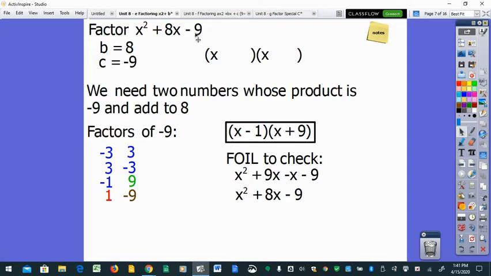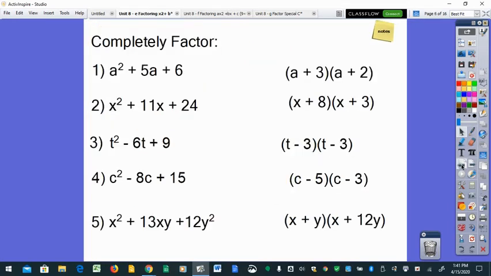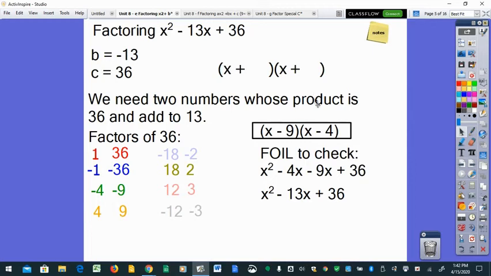So notice this time, when the c is negative, we're going to have opposite signs. And this guy right here, the b, his sign is going to tell us which one of these should be bigger. So I needed the +9 to be bigger than the -1 to get that +8. So when the c is negative, you're going to have two linear binomials that have different signs. And when the c is positive, you're going to have two linear binomials that have the same sign. And the b kind of helps you know what the sign should be.